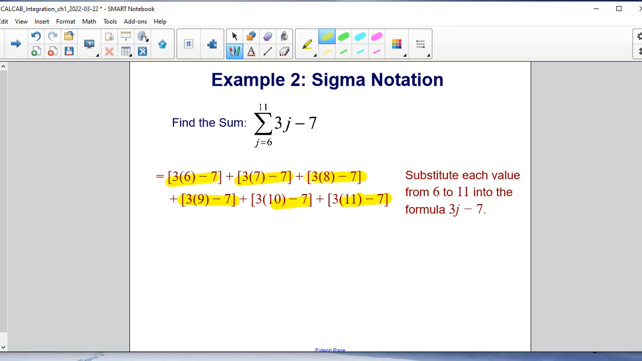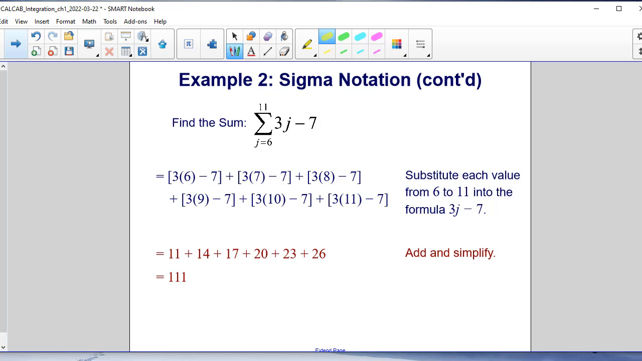Our next step would be to simplify each expression. So 3 times 6 minus 7 gives us 11. 3 times 7 minus 7 gives us 14, and so on. And when we add everything up, we have the sum totals 111.